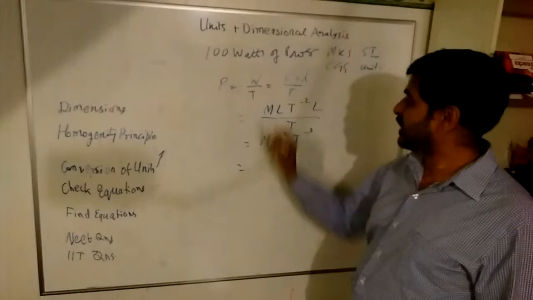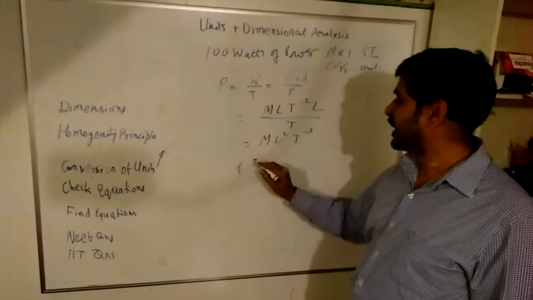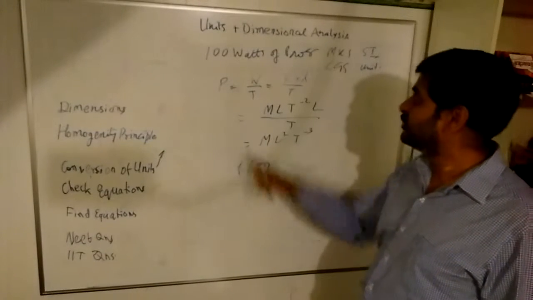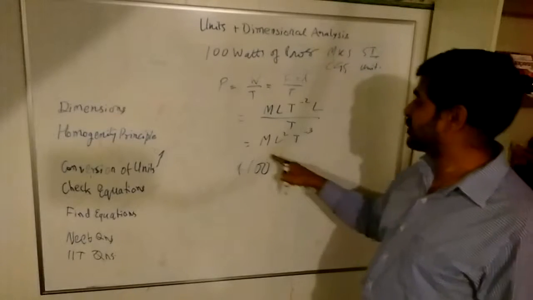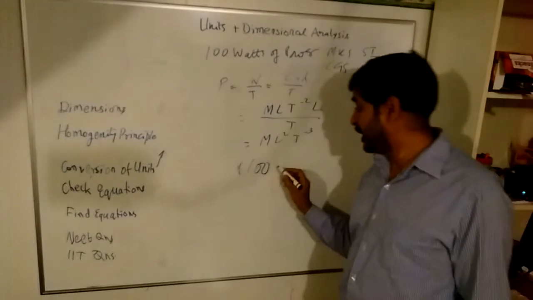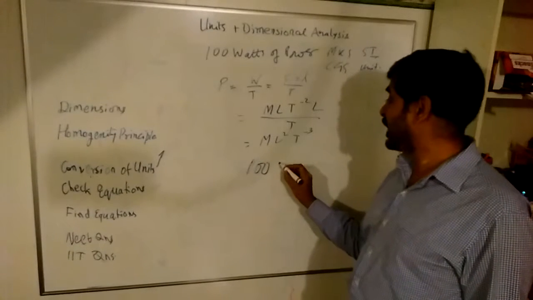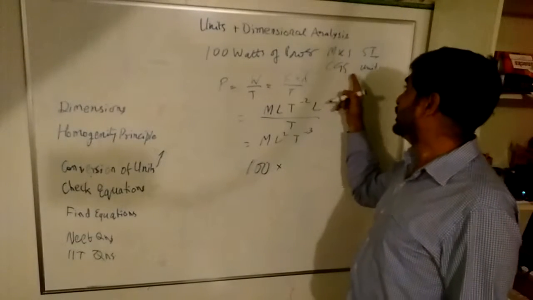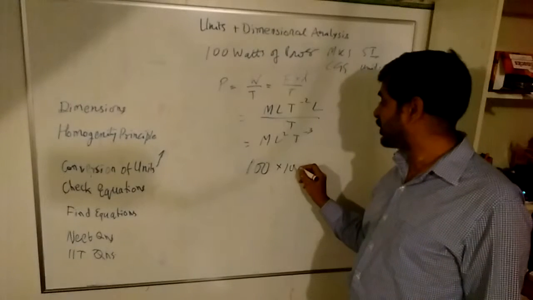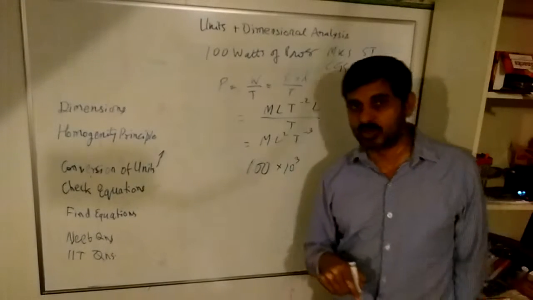Now what we have is 100 watts of power. So we write 100 here, and this one is in MKS, which means the mass is measured in kilograms. So we write 100 kilograms, and we convert it into CGS units like grams. So we write 10 to the power 3 to convert this mass from kilogram into grams.